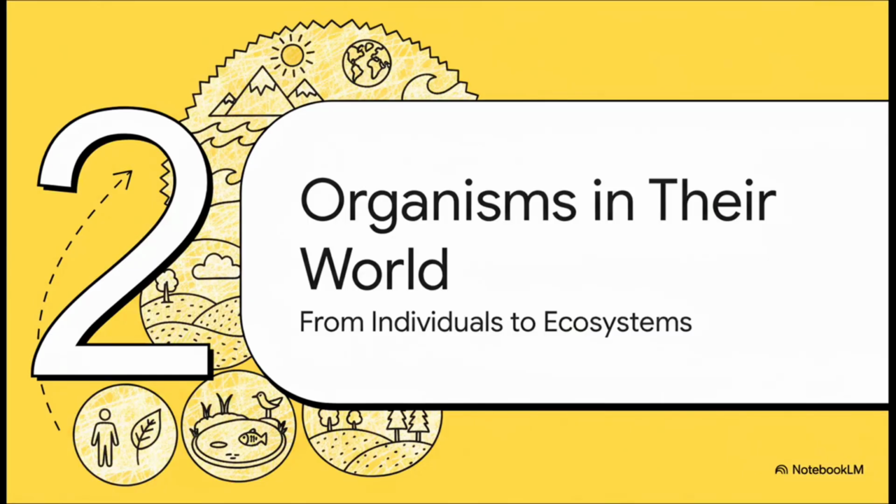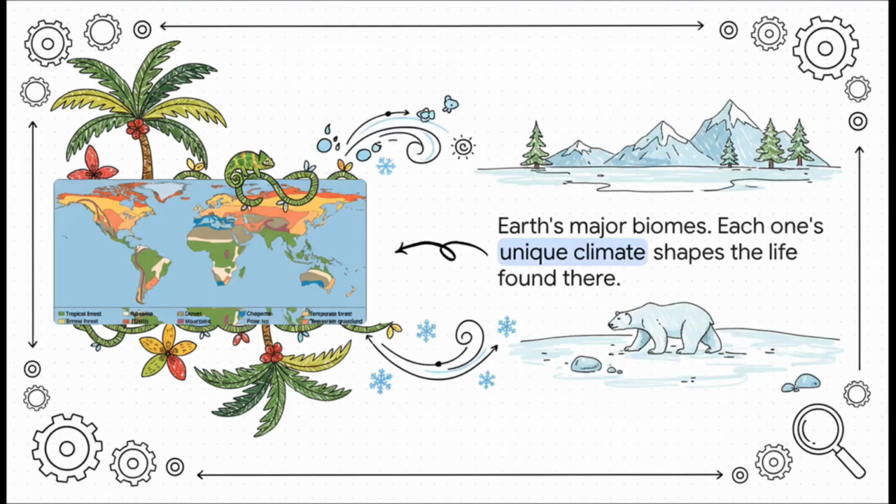Okay, so once we've got a handle on the machinery inside an organism, we're going to zoom out. We'll start to look at how all these living things fit into their bigger worlds, from their own little neighborhood all the way up to massive ecosystems. This map just gives you a taste of the incredible variety of environments on our planet. We're going to journey through these different biomes, from a hot, steamy rainforest to the freezing cold tundra, and we'll see how the environment in each place totally shapes the kind of life that can survive there.